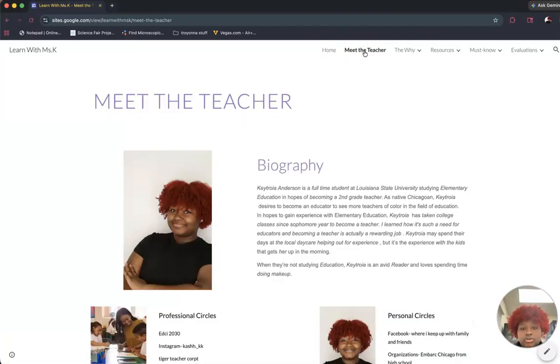My Meet the Teacher just includes a biography, a photo of me, and a couple other things. Here, it just tells a bit about myself. I feel like this could be really useful in a classroom or when talking to parents, as this is a very easy way to get to know your child's teacher and just your teacher in general.